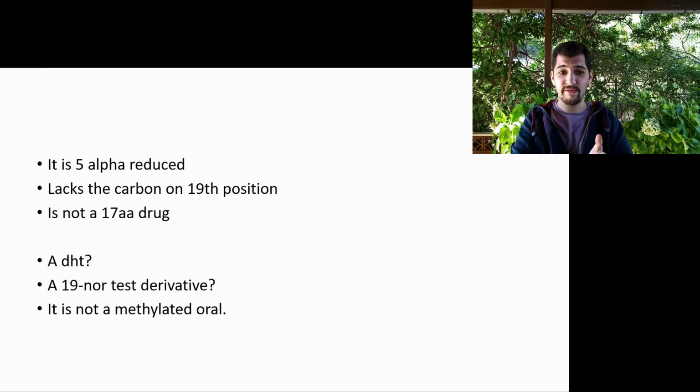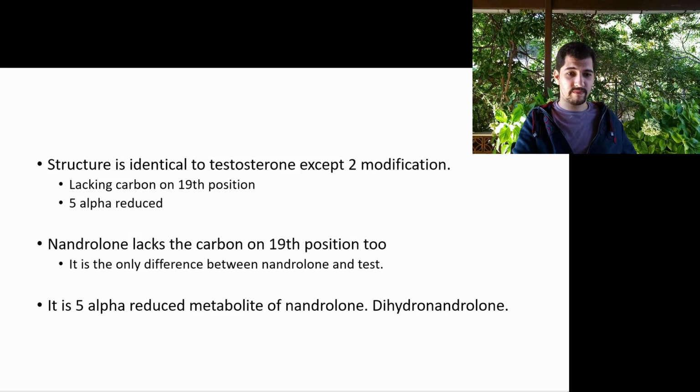So you might ask, what the hell is it actually? Is it a DHT drug or a 19-nortestosterone family drug? The answer is, it is technically a bit of both. Remember that the structure is very similar to nandrolone's structure. The structure is identical to testosterone itself, except for two modifications. It lacks the carbon on the 19th position, and it is 5-alpha reduced.